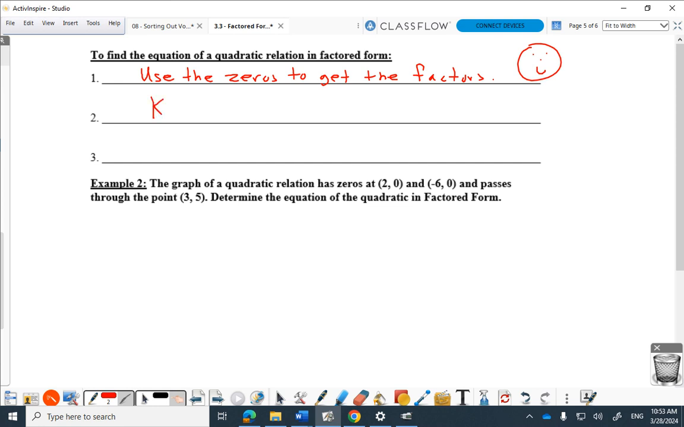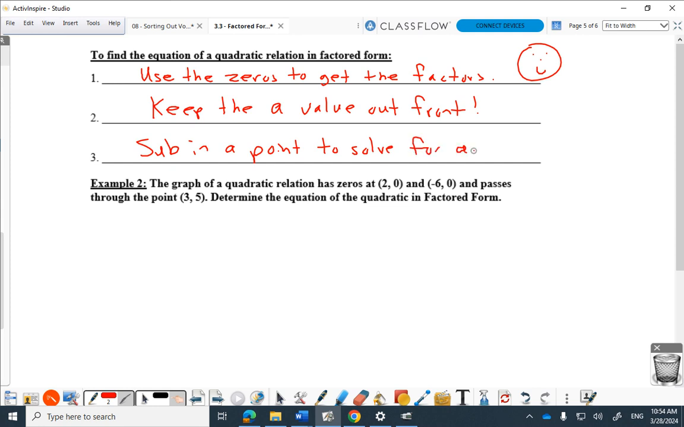Keep the a value out front. Sub in a point to solve for a. You've actually done that last step before. You subbed in a point to solve for b when you were doing y equals mx plus b. And this will be very similar.